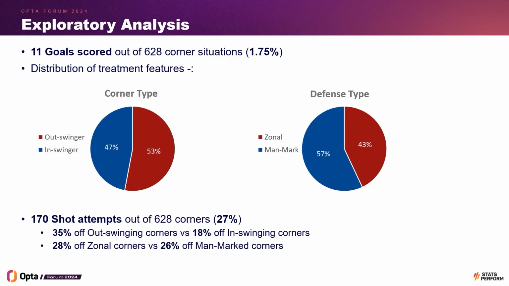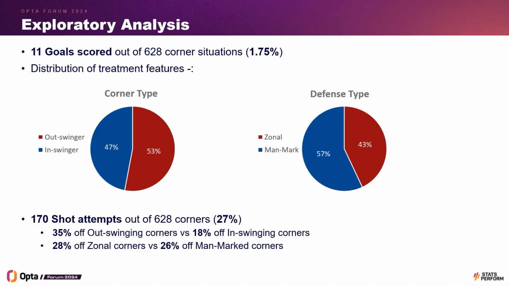We saw there were just 11 goals scored out of 628 corner kick situations for that particular season. And across the data set, we found that the number of out-swinging corners was more than the number of in-swinging corners, and the number of situations where the defensive team chose to use a man-marking scheme was more frequent compared to the ones where they chose a zonal marking.